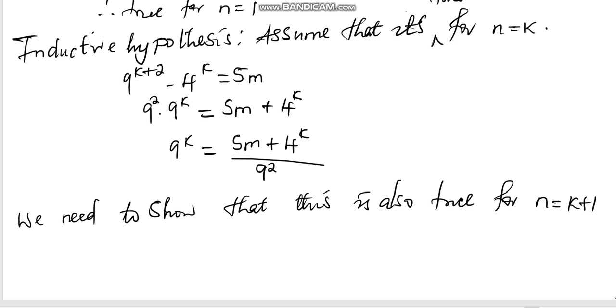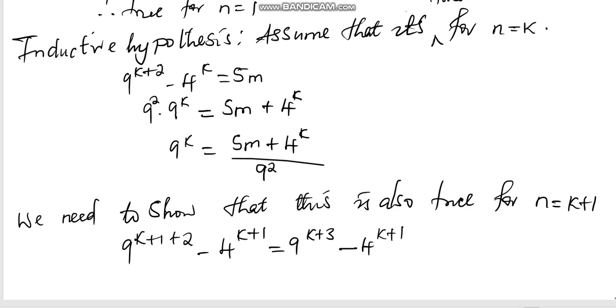So what I'm talking about here is we get our 9 to the power k plus 1 plus 2, minus 4 to the power k plus 1. So now if we start simplifying this here, we're simply going to have 9 to the power k plus 3 minus 4 to the power k plus 1. If the powers are being added, then the base is the same, just that the powers are different. So here we're going to have 9 to the power k multiplied by 9 to the power 3, minus 4 multiplied by 4 to the power k.